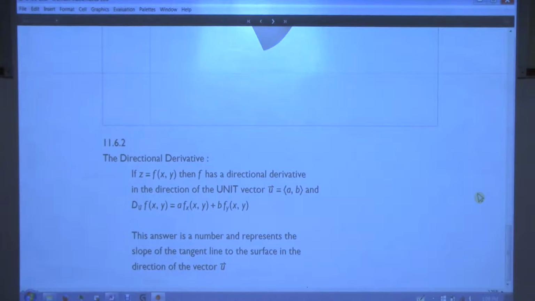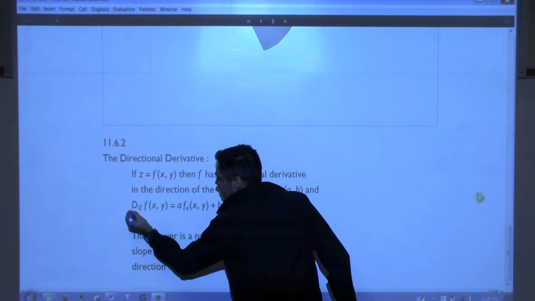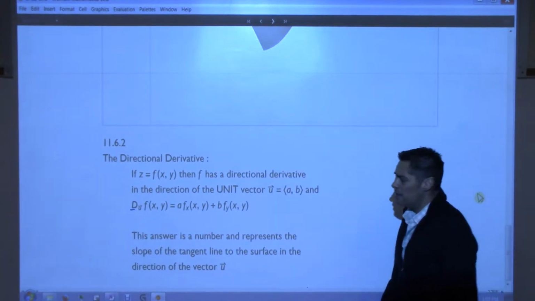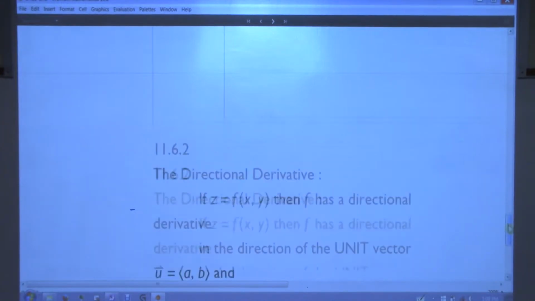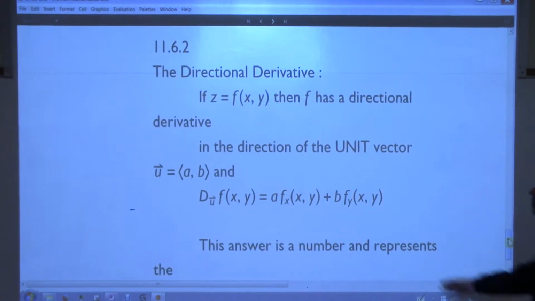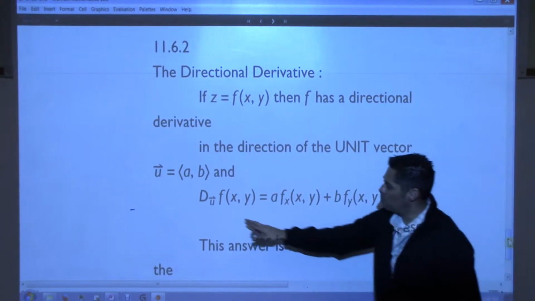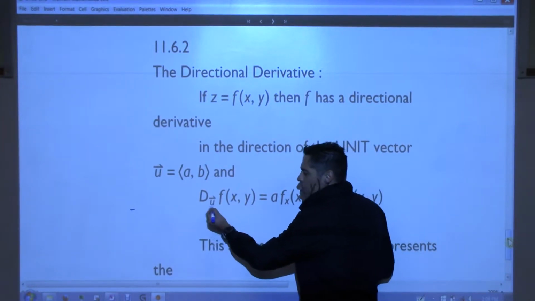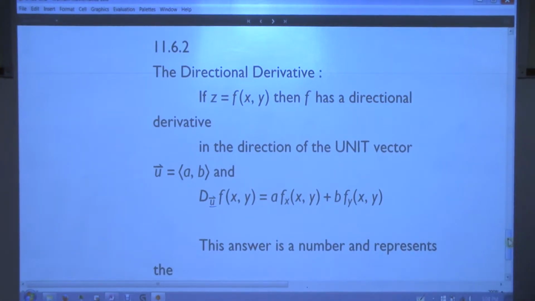So this is the formula. Let's talk about this. All right, this capital D tells you that we have a derivative, right? That was one of the notations. So this is the derivative. Right, so if z is a function of x and y, so we've got this surface, then the derivative of the function f of x, y in the direction of u. Okay, so this u subscript tells you the direction you're pointed in.